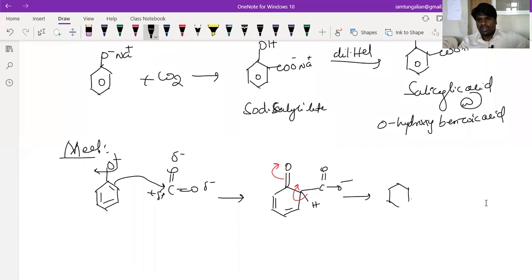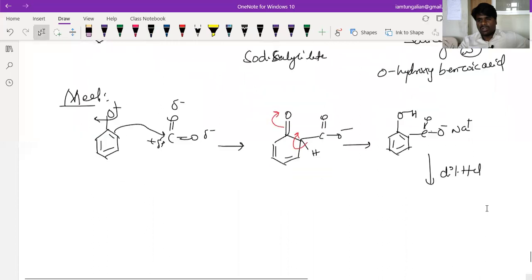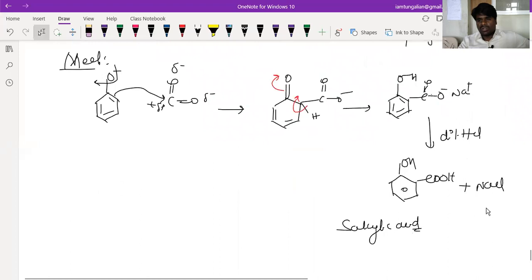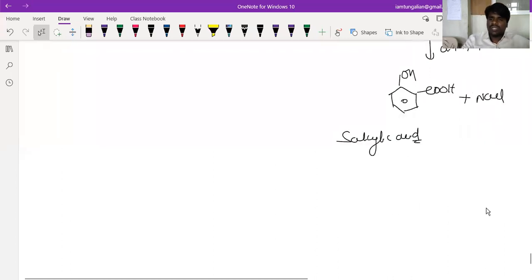So this will lead to the formation. This H plus will attack on this particular compound, whatever the H plus has been removed. So this will form a particular compound, something like this. On dilute H plus, HCl. The carboxyl group will be introduced at para position, that we will call para hydroxy benzoic acid.